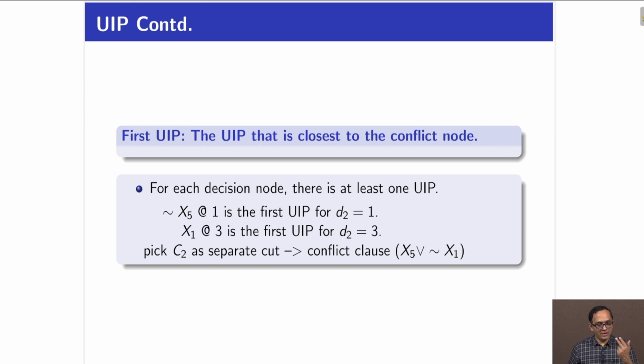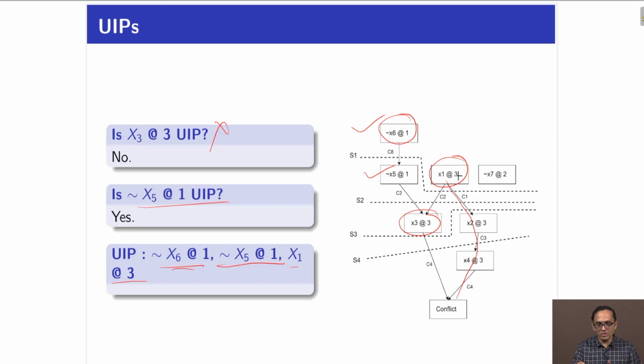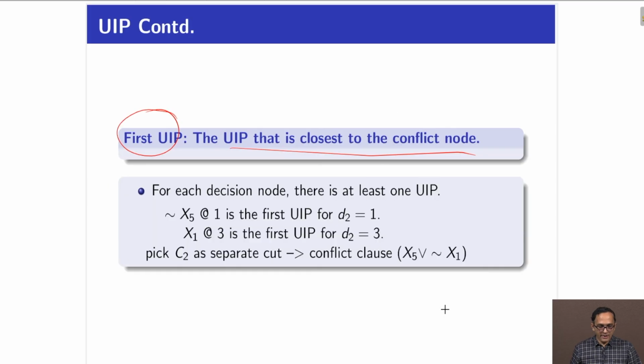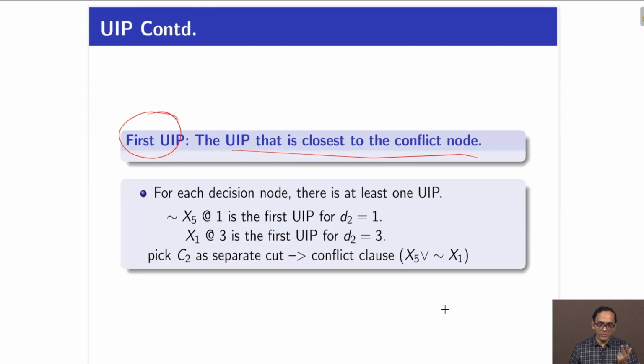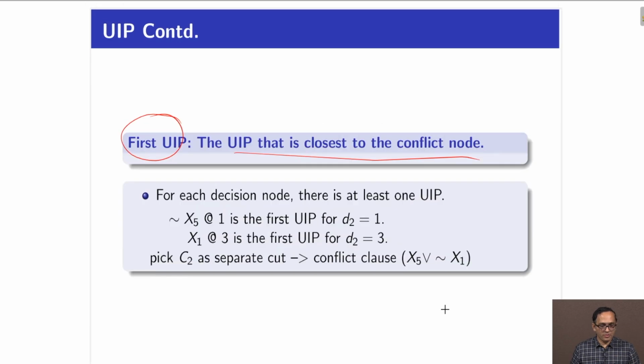Now, I have already defined what the first UIP is, which is the closest one to the conflict node. If you see here, for this I have only one UIP, so this is UIP 1. For this decision level 1, there are 2 UIPs, so this is UIP 1 because this is closest to the conflict node. Okay. Now, what we are saying is that you pick the cut that contains this first UIP.